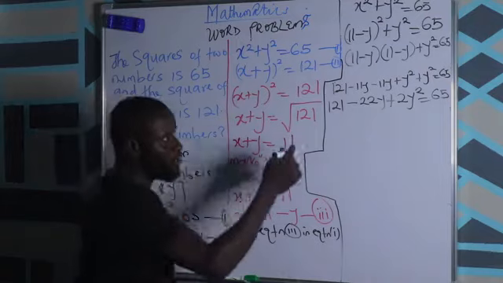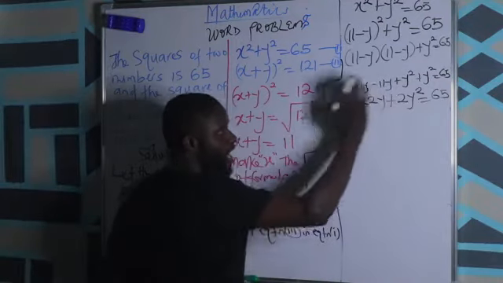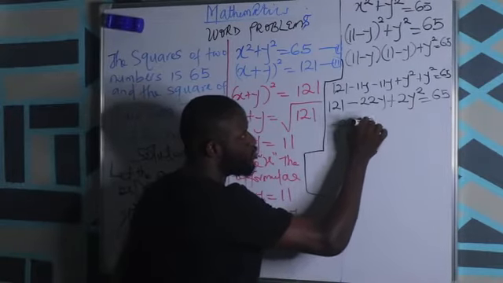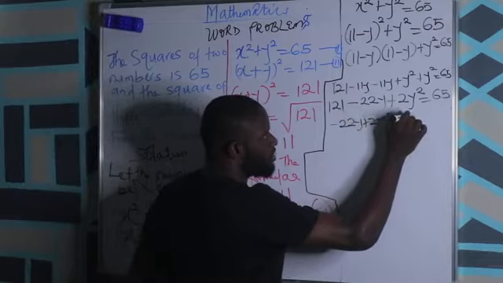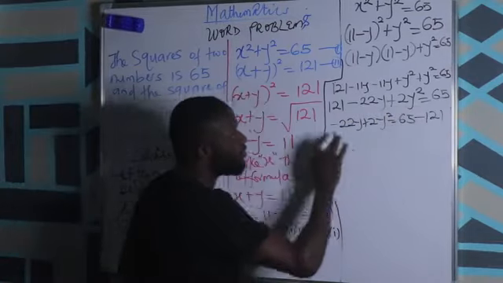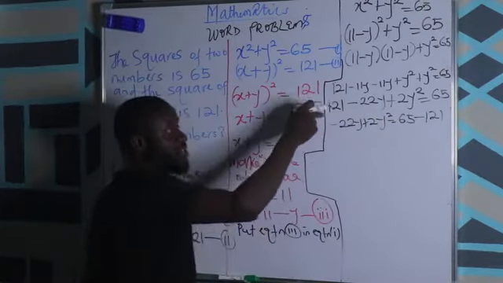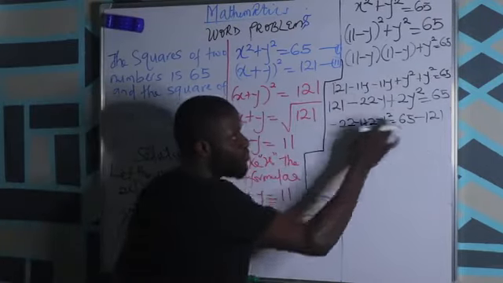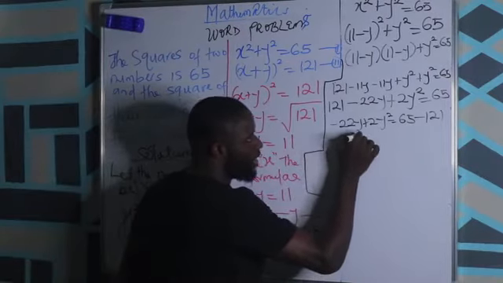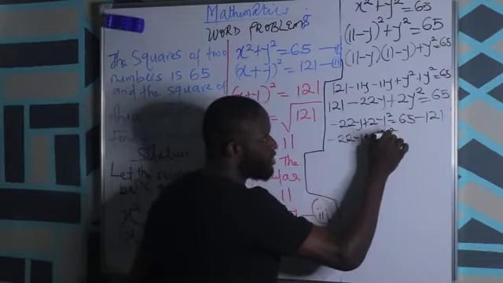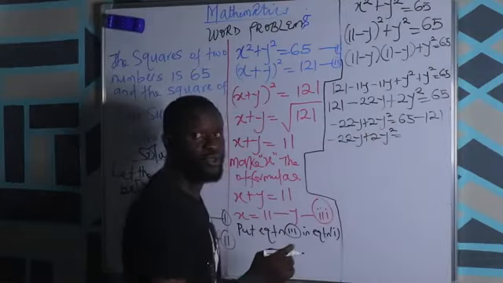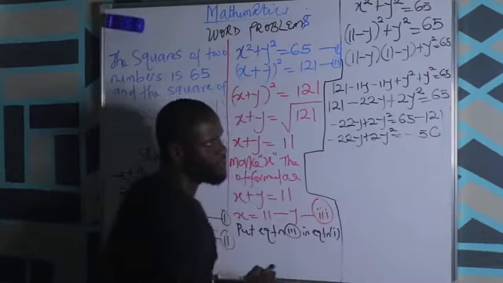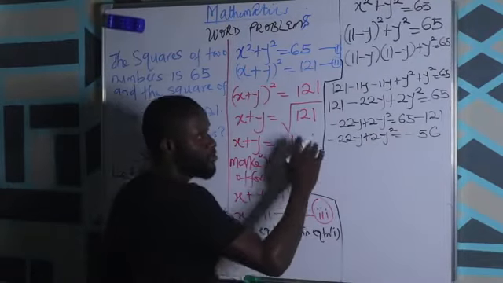Are we together? Now let's collect like terms. Numbers will go together and alphabets will be together. So I have minus 22y plus 2y squared is equal to 65 minus 121. Because here we have a positive and imaginary plus in front of 121. When it's crossing the equality sign, it becomes minus. So I have minus 22y plus 2y squared is equal to 65 minus 121. That's minus 56.